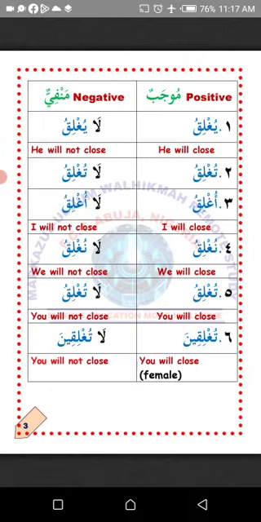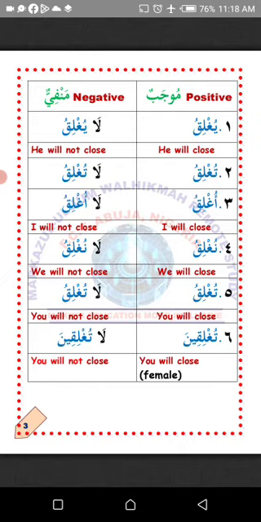MashaAllah. Udrus, learn. Walahiz, and observe at the same time. Mujab, positive. Manfiyun, negative. Mujab is the state of a sentence in Arabic that means something will happen. Manfiyun, negative, is the state of a sentence in Arabic that means nothing will happen. For instance, wahid, number one, yugliku, he will close. La yugliku, he will not close.